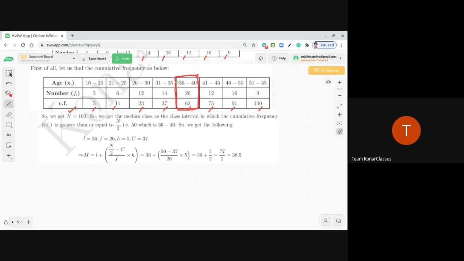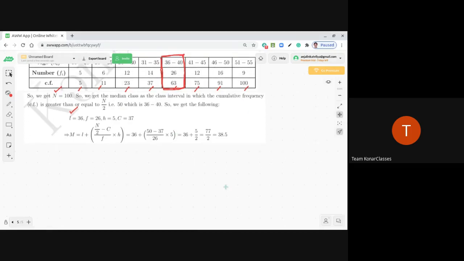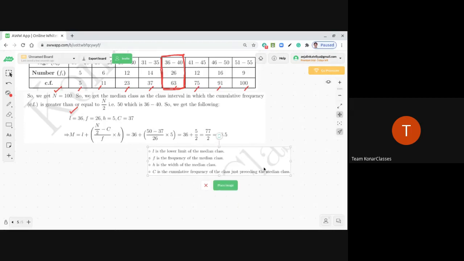So now we need to find all these four values. L, which is the 36 in the 36 to 40, is the lower limit. So let me bring that formula once more so that you can understand. What is L? The lower limit of the median class, correct? Let me place it here so that you can see how these are actually found.